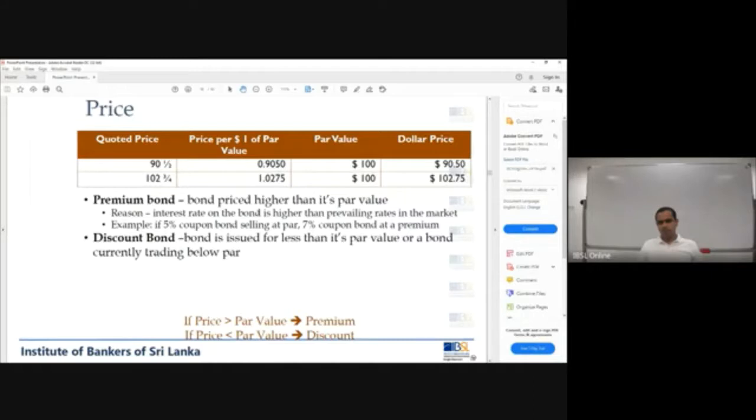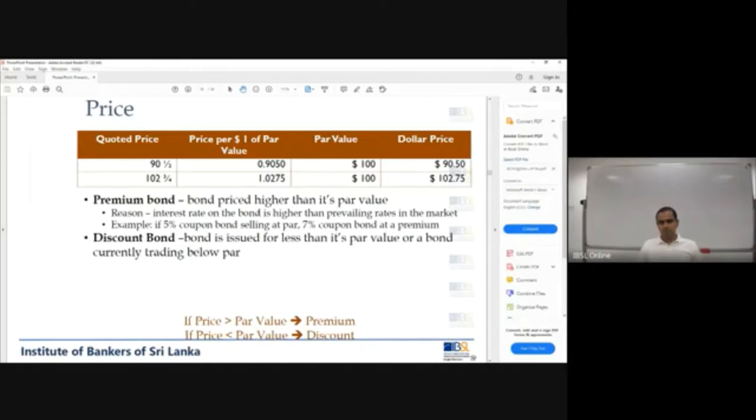Premium bonds, like what we discussed earlier, is where the bond price is higher than the par value. The reason is the interest rate on the bond is higher than the prevailing interest rates in the market. Okay, so the coupon rate is higher than the yield. Then it trades at a premium. So if a 5% coupon bond is selling at par, a 7% coupon bond is at a premium.